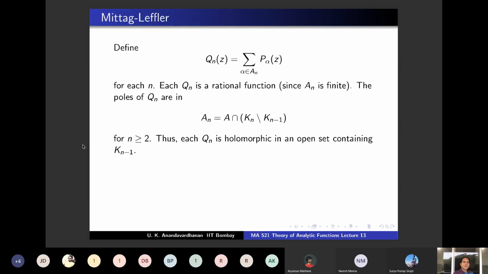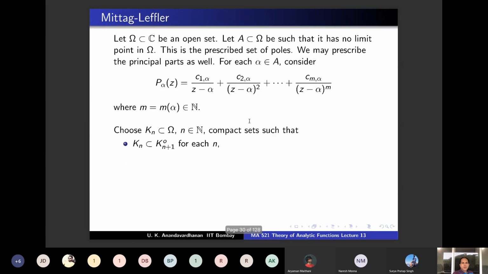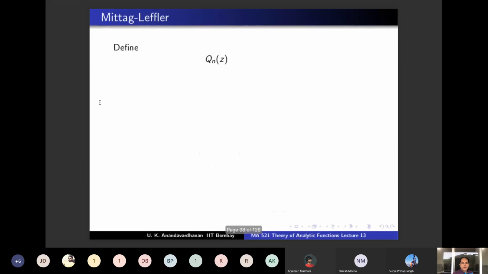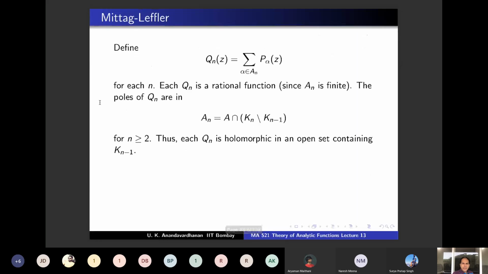Okay, so each Qn is holomorphic in an open set containing Kn minus 1. Why? Because Qn has poles in Kn minus Kn minus 1. So they are all holomorphic in a small open set containing Kn minus 1, because the poles are in Kn, and Kn minus 1 is contained in the interior of Kn. In compact exhaustion, each one is contained in the interior of the next one. So you can take an open set inside Kn containing Kn minus 1 and the poles are outside that.